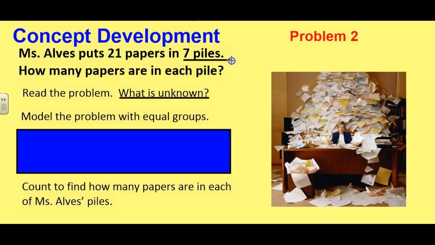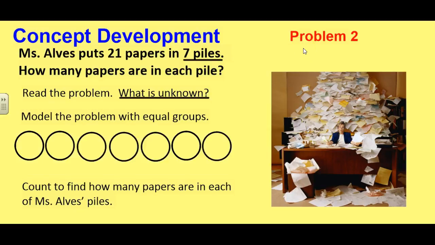So whenever you see this word 7 piles, you need to be thinking of 7 groups. So we can draw our equal groups to match this problem because we know how many groups we're going to have. What we don't know is how many are going to be in each group. So on your piece of paper, I want you to draw 7 circles to represent the 7 piles. Once you have your 7 circles drawn, I want you to go ahead and push play.